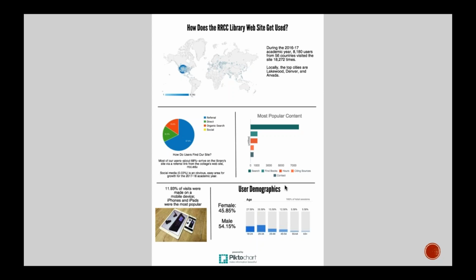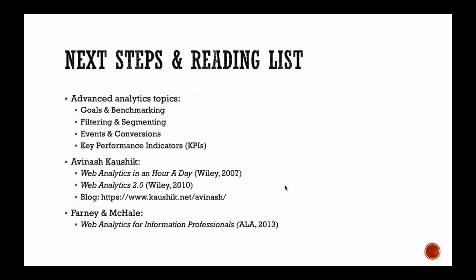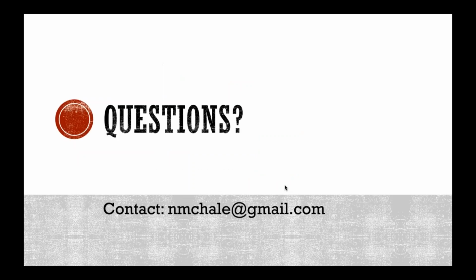I used Piktochart, which is free, at piktochart.com. I put this together quick and dirty as something I could show my boss: how does the website get used? You could combine this with web statistics, with gate counts, or number of books cataloged. I just wanted to throw that in as an example of how you could communicate this to any of your stakeholders. Okay, I'll skip over that and we'll go straight to questions at this point.